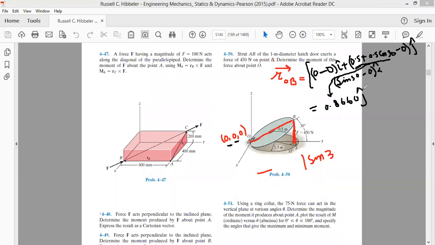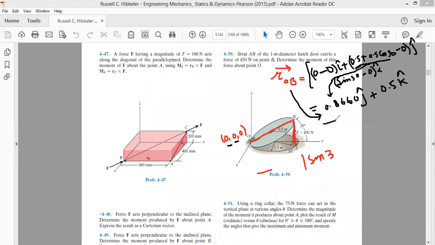Then you have plus sine 30. Sine 30 is equal to 0.5. 0.5 minus 0 is 0.5, therefore it will be 0.5 k cap. So this is our vector ROB. We have found vector ROB.